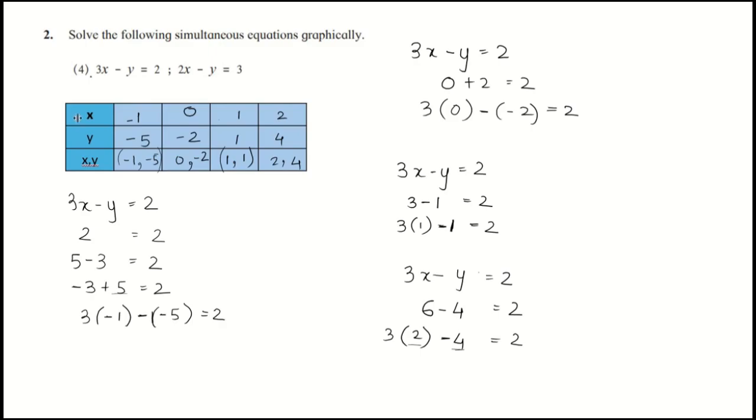Now we need to place these points on the graph. So coming to the first equation, 3x minus y is equal to 2. Let's place these points on the graph. Okay, x is minus 1, y is minus 5.